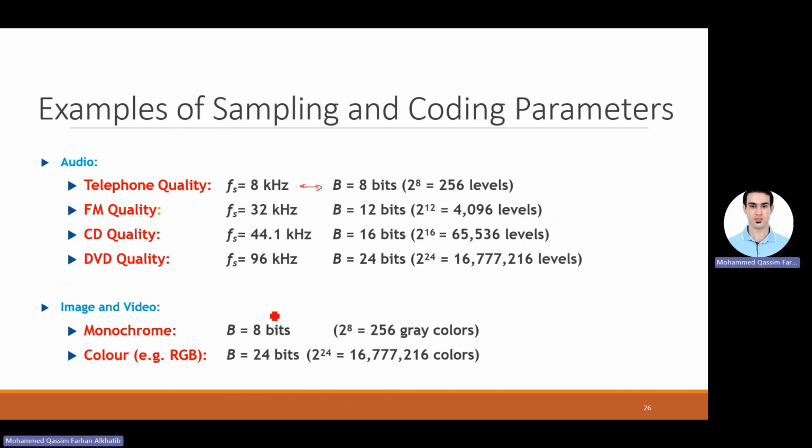For images, monochrome, when you have 8 bits, so you get 256 gray color values. RGB, 24 bits, 8 for red, 8 for green, and 8 for blue, because RGB images are 3-layered images.